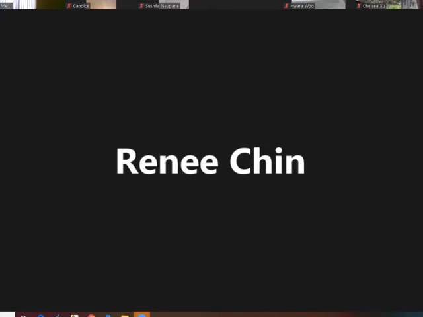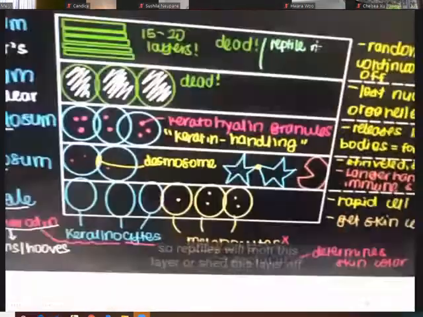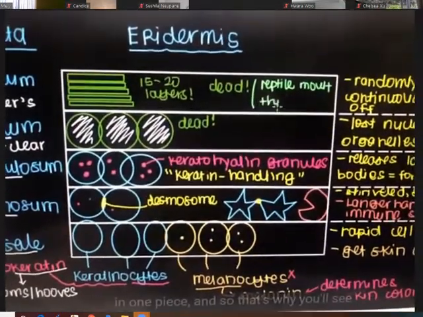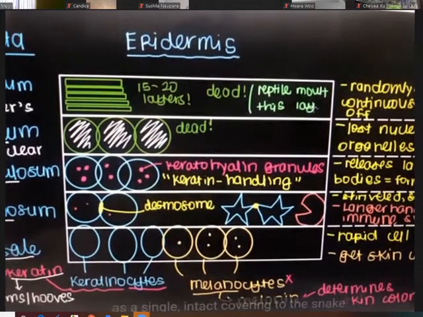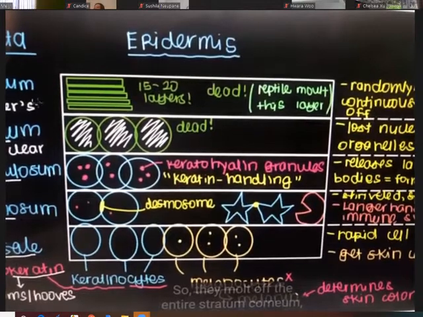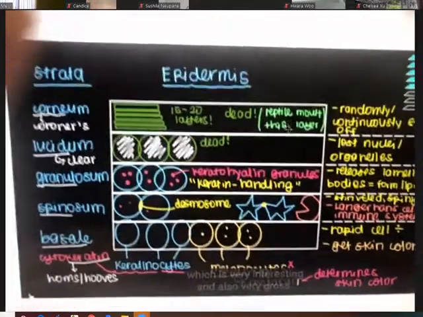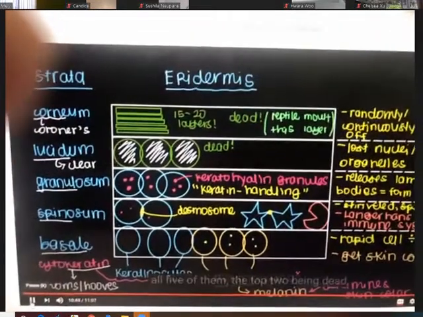So reptiles will molt this layer or shed this layer off in one piece. That's why you'll see snake skin that comes off as a single intact covering. So they molt off the entire stratum corneum, which is very interesting and also very gross. All right, so those are all the layers of your epidermis, all 5 of them.